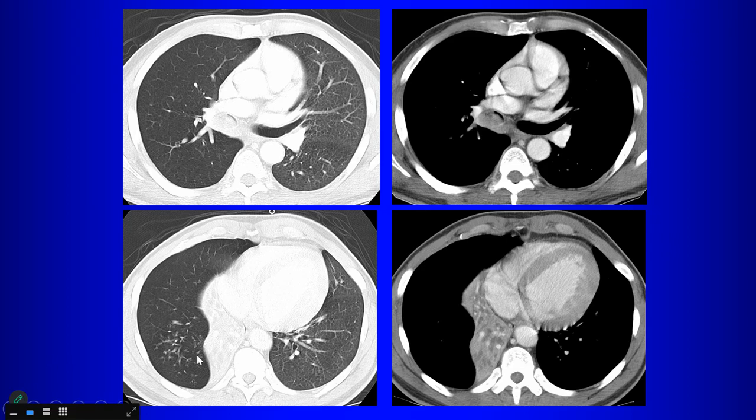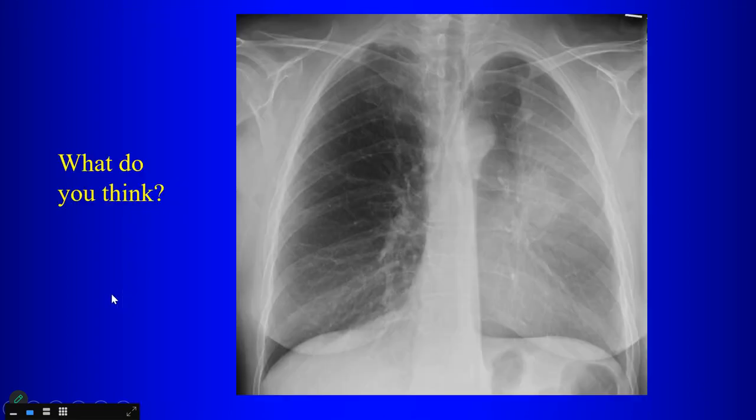See these small nodules? Tree and bud. Yeah, little tree and buddish. So what do you think that's from? Probably aspiration. So a patient has some bronchiolitic changes here. There's an obstruction here, maybe coughing, maybe a little aspiration. So that looks like bronchiolitis. Okay, all right.